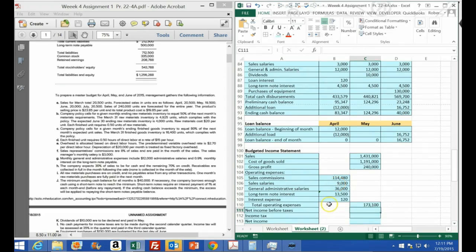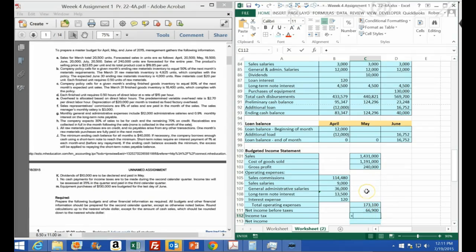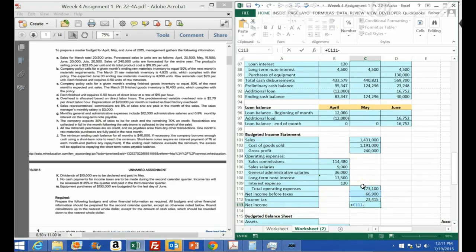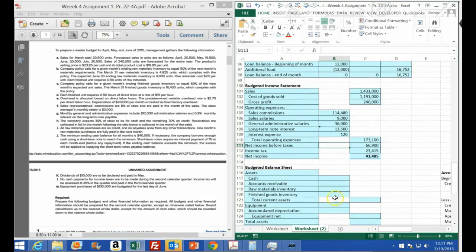We have that, and then we're going to calculate the net income, which is going to equal the gross profit minus the total operating expenses. Then we're going to calculate the taxes. They're going to have to give us a tax rate, and it's 35%. So we're going to say there's the 66.9 before Uncle Sam, and then Uncle Sam's going to take 35%, 0.35. Therefore, after that, we're going to have net income of the 43,485. All right, let's take a look at the balance sheet now.